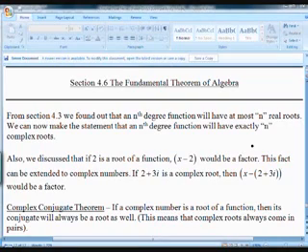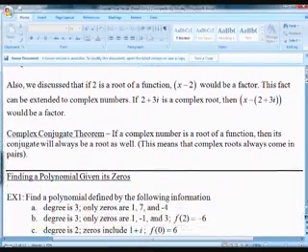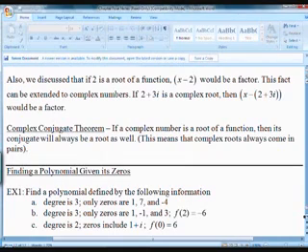This fact can be extended to complex numbers. If 2 plus 3i is a root, then x minus (2 plus 3i) would be a factor. Keep that in mind. 2 is a root, x minus 2 is a factor. 2 plus 3i is a root, x minus (2 plus 3i) is a factor. Complex conjugate theorem, I've told you this as well. If a complex number is a root of a function, then its conjugate will also be a root.